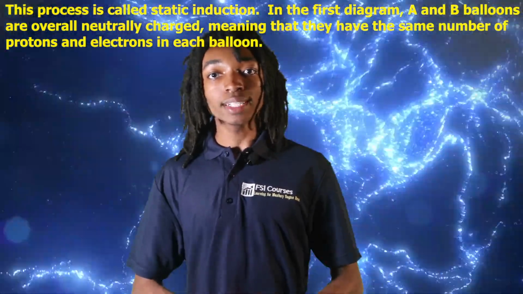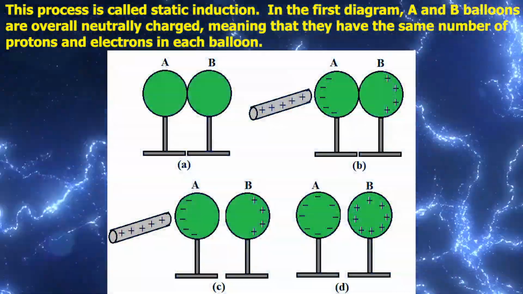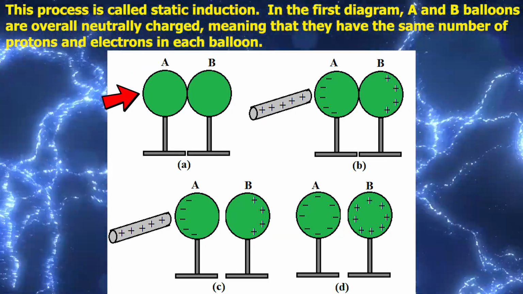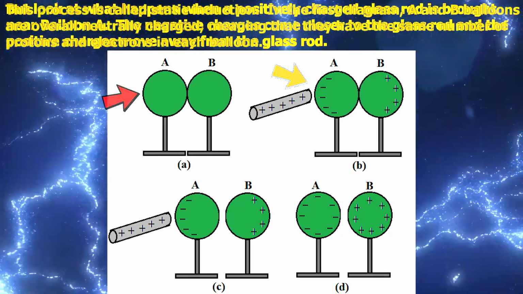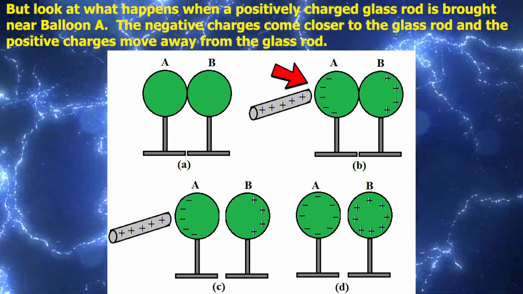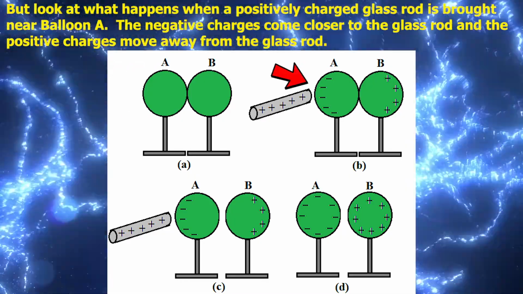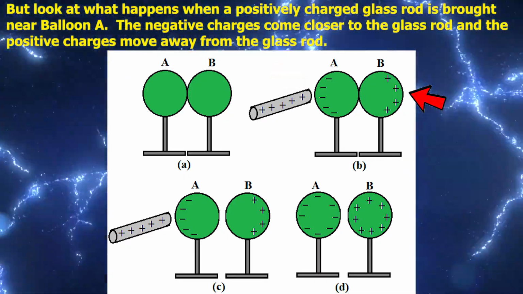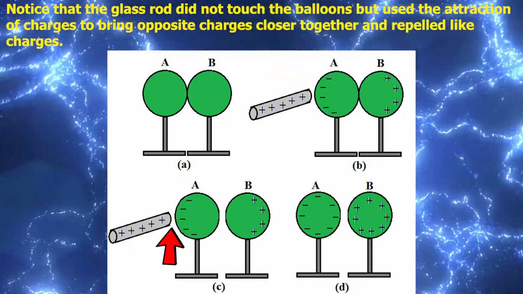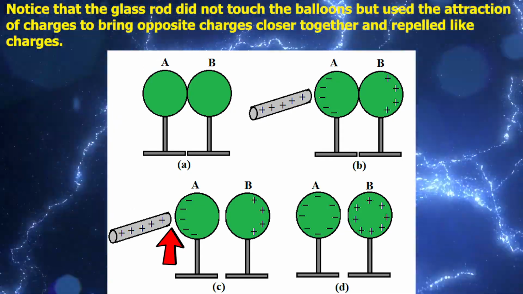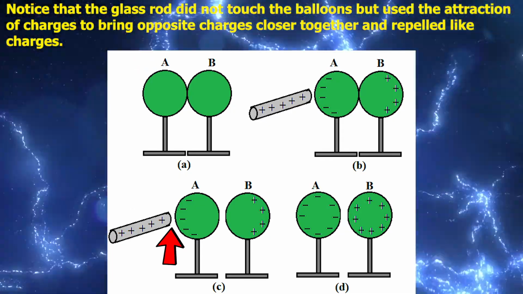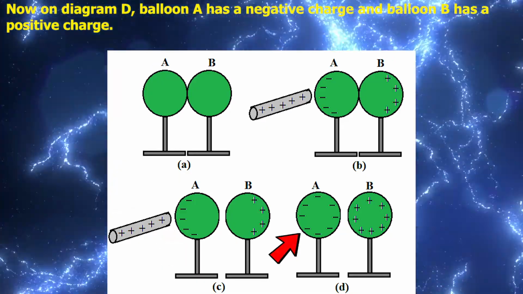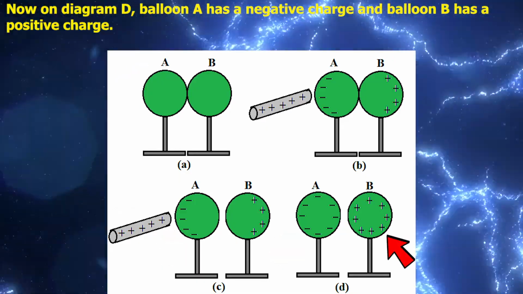Take a look at the following example. In the first diagram, A and B balloons are overall neutrally charged, meaning that they have the same number of protons and electrons in each balloon. But look at what happens when a positively charged glass rod is brought near balloon A. The negative charges come closer to the glass rod and the positive charges move away from the glass rod. Notice that the glass rod did not touch the balloon, but used the attraction of charges to bring opposite charges closer together and repel the like charges. Now on diagram D, balloon A has a negative charge and balloon B has a positive charge.